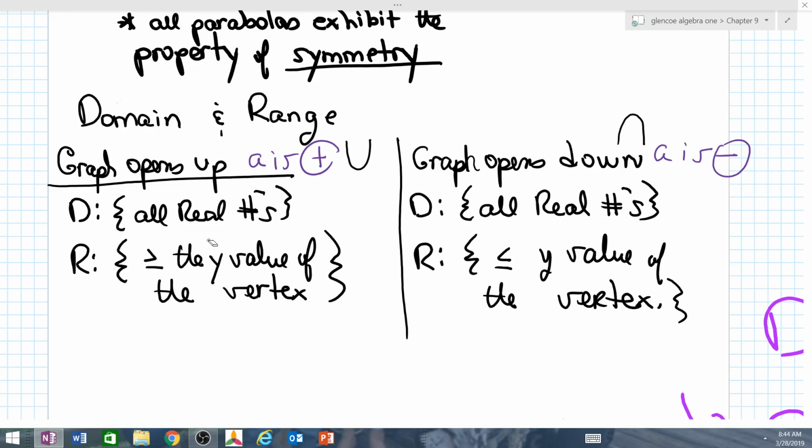b over 2a. Okay. The whole equation would be x equals negative b over 2a. Make sure you give me x equals negative b over 2a or it is an incorrect answer. Okay, I'm going to move on, but I'll come back to this.